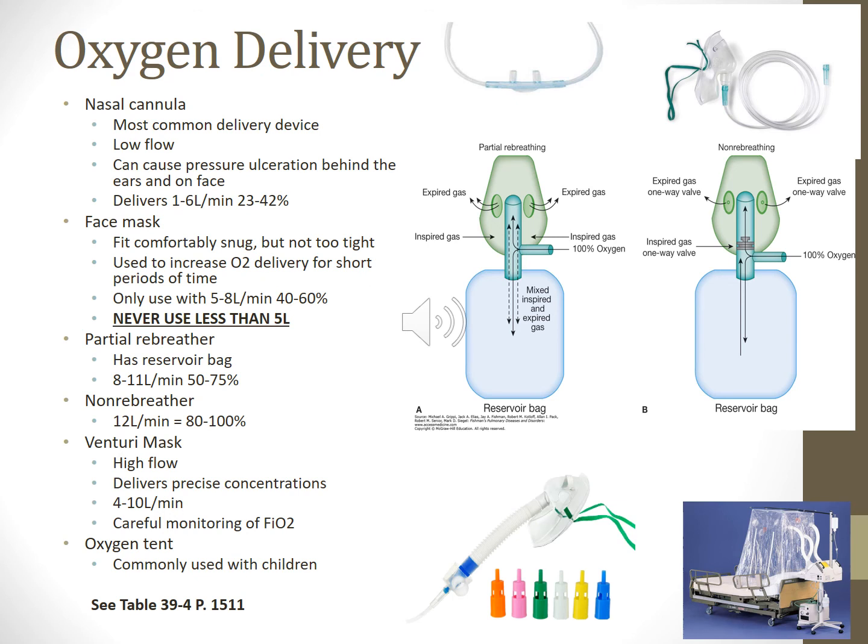This slide is about the different types of oxygen delivery. Depending on how much oxygen your patient is needing, it will determine what type of device that you will put on them. So the nasal cannula is the most common delivery device. This is for a low flow oxygen. And we can deliver anywhere from 1 to 6 liters a minute with this device. Again, this is where you can add that humidification that may need to be given.